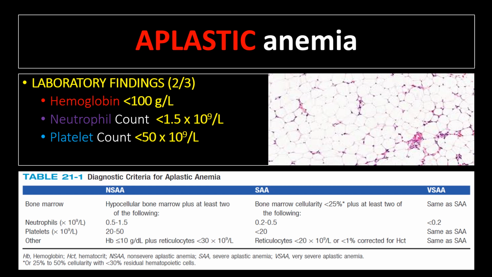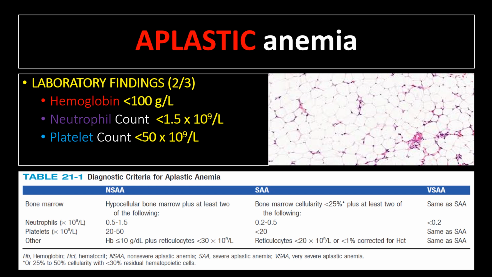So aside from the bone marrow aspiration or bone marrow biopsy, how do we diagnose aplastic anemia? So we have three common parameters that we are observing in the CBC. We have the hemoglobin of less than 100 grams per liter, we have the neutrophil count of less than 1.5 times 10 raised to 9 per liter, and platelet count of less than 50 times 10 raised to 9 per liter. So if the patient presents with at least 2 out of the 3 parameters, the hemoglobin, neutrophil, and the platelet count, this could be a high suspicion for aplastic anemia.